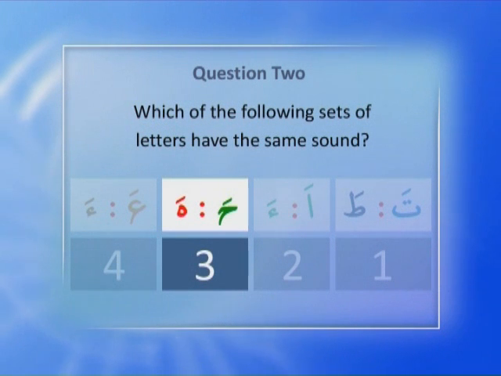Good, very good. Two different letters, two different shapes. Alif has a different shape as compared to Hamza, but they have exactly the same sound. We can't say thickness and thinness, that sort of rule. Good answer.